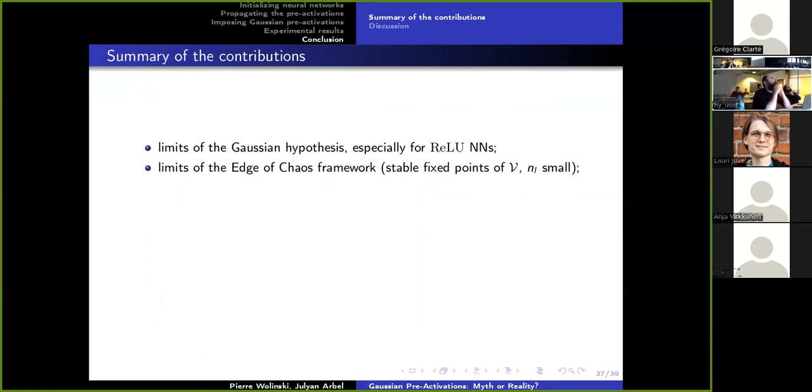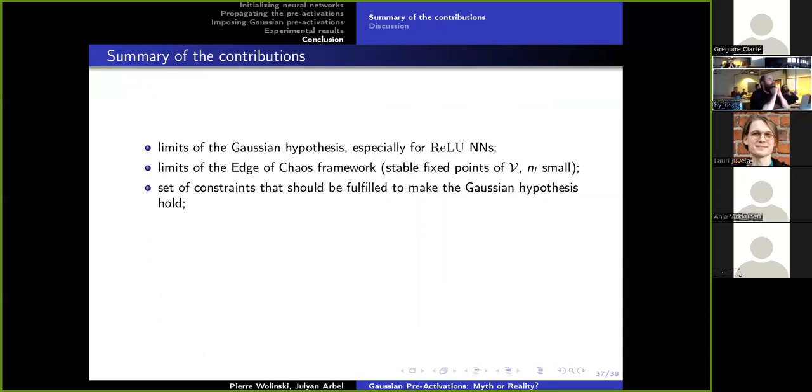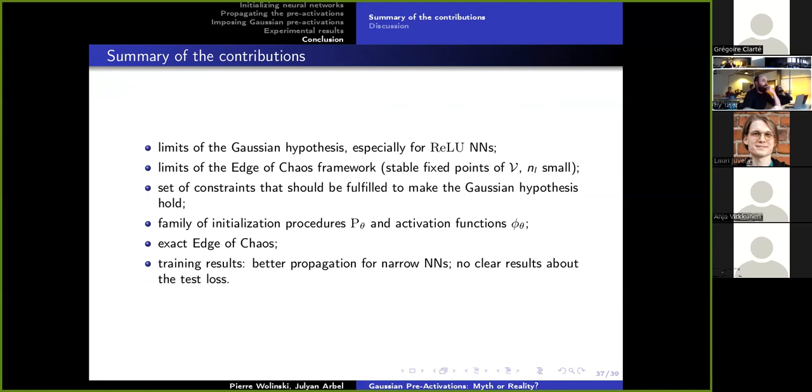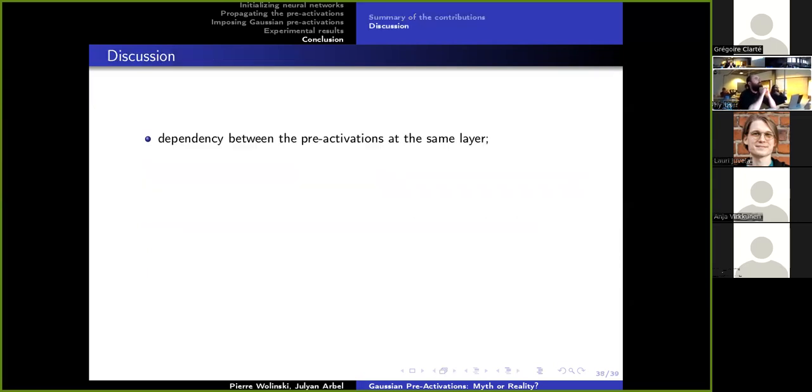So as a conclusion, we have shown some limits of the Gaussian hypothesis, especially for ReLU. We have shown some limits of the edge of chaos framework, especially with the existence of multiple stable fixed points for the VMAP. We have found a set of constraints that should be fulfilled to make the Gaussian hypothesis hold. We have found some families of activation functions and initialization procedures. We have an exact edge of chaos, that is, an edge of chaos without the assumption of infinitely wide neural networks. And the training results are better in terms of propagation for narrow neural networks. But there are no clear results about the test loss.